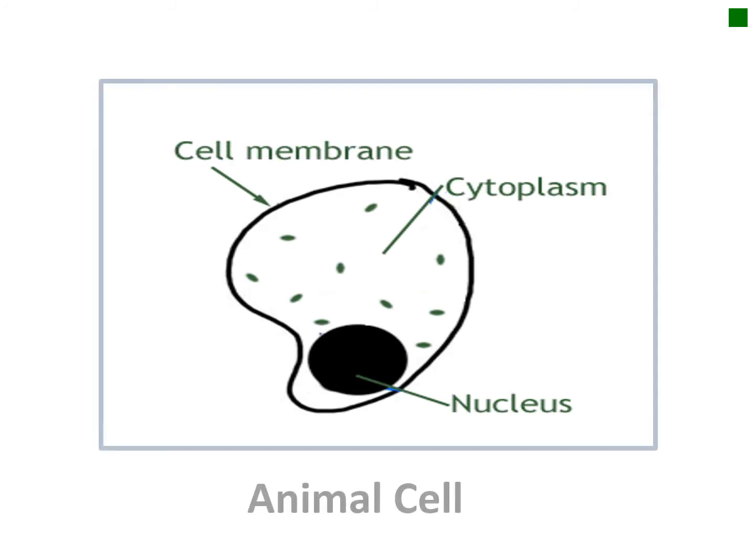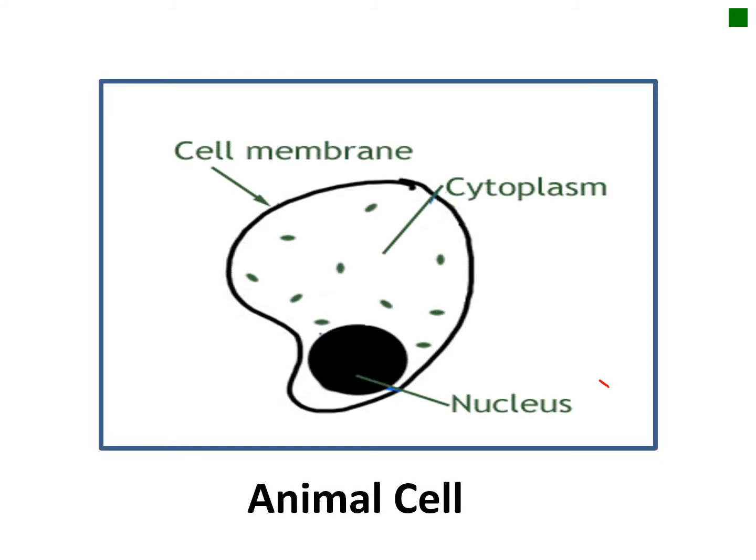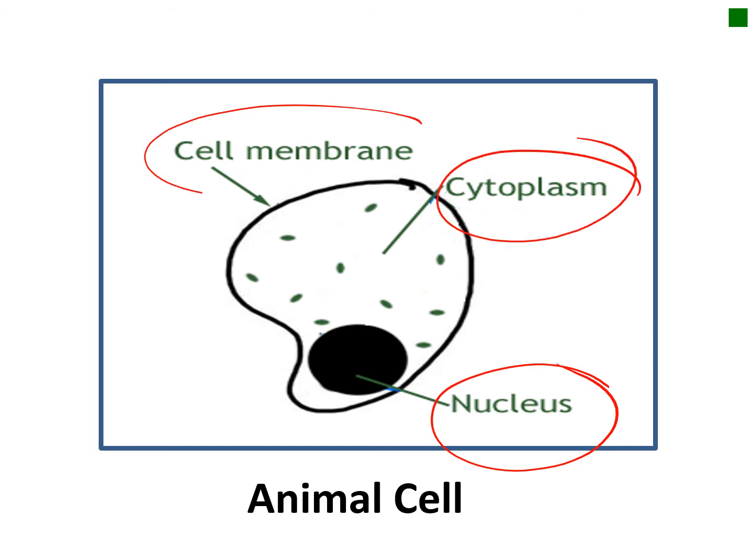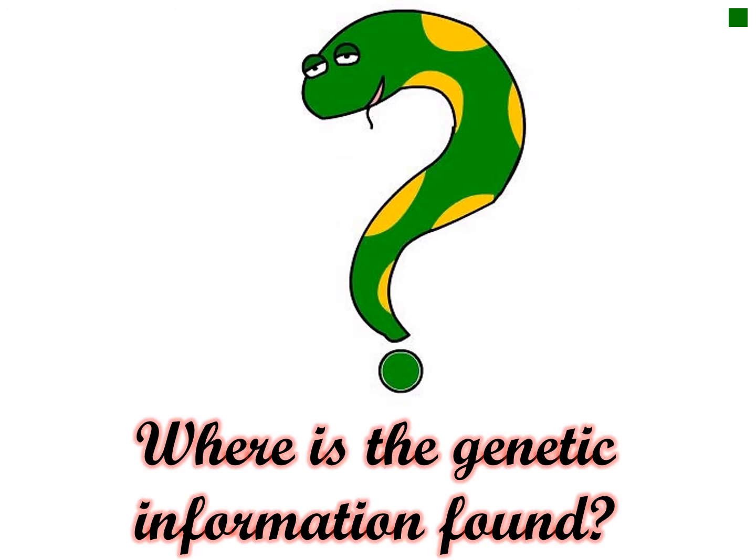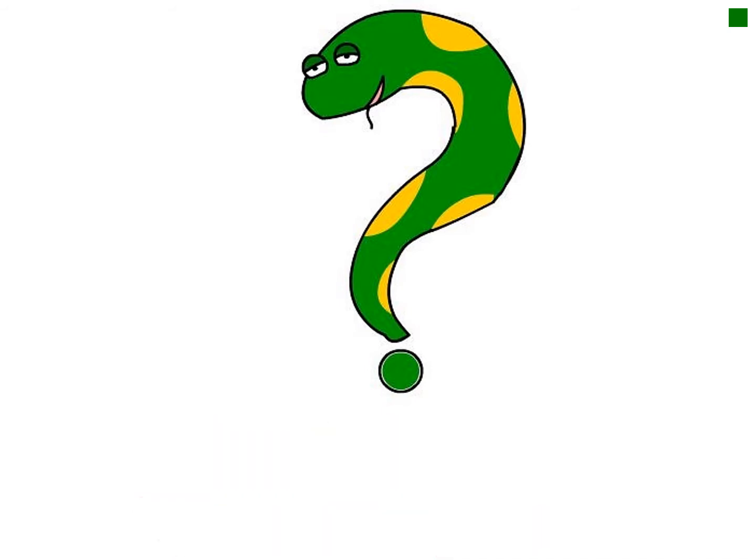So here is a figure of the animal cell. It has a nucleus, a cytoplasm, and this is the cell membrane. It should be drawn inside a box, given a title. So where is the genetic information found? Genetic information is found inside the nucleus.